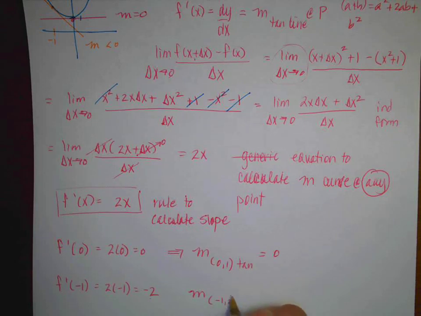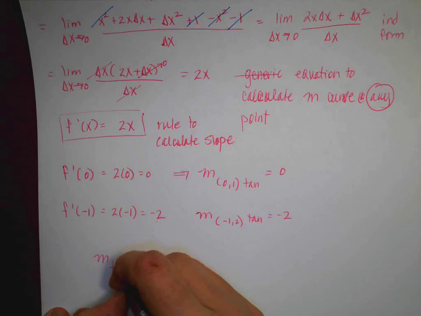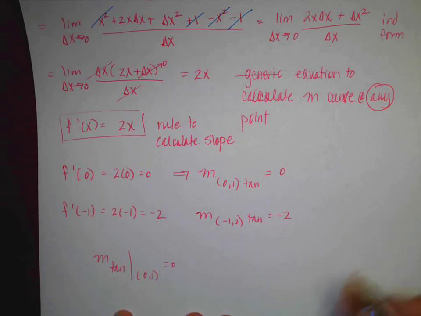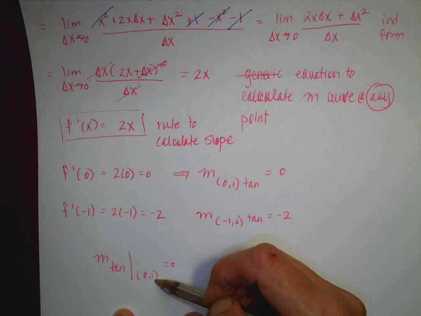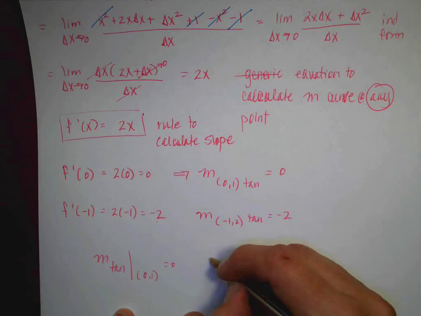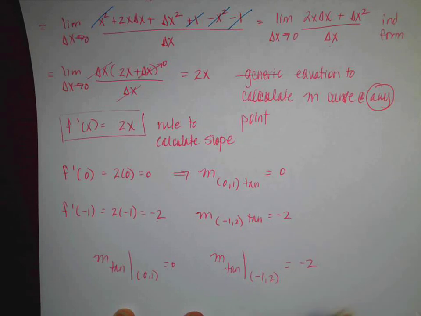So the slope of the tangent line evaluated at -1, 2 is equal to -2. Let me show you a different type of notation. I would say the slope of the tangent evaluated at 0, 1 is equal to 0. This straight line with the point at the bottom shows that I am evaluating this situation at that point. So then the slope of the tangent line evaluated at -1, 2 is -2. I will use this notation a lot as we move through the rest of the semester, so this is a handy thing to get comfortable with.